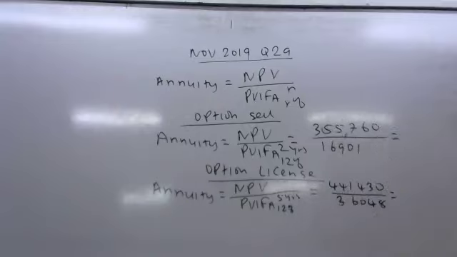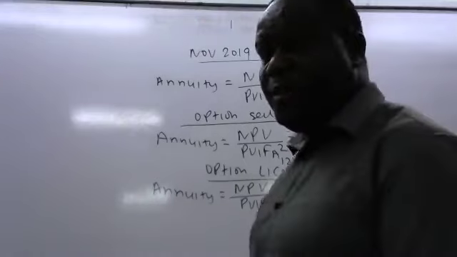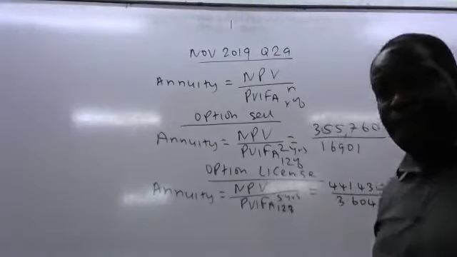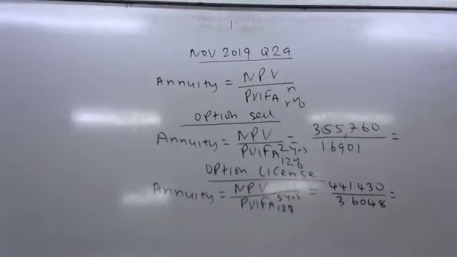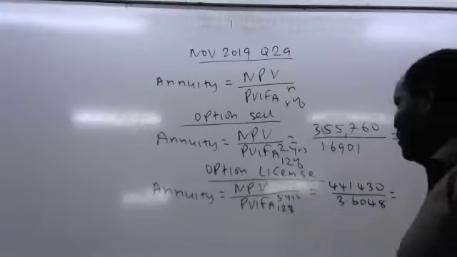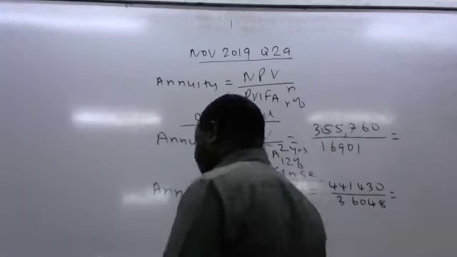3.6048. So that will give you the annuity for option license. Then the last one is option manufacturer.